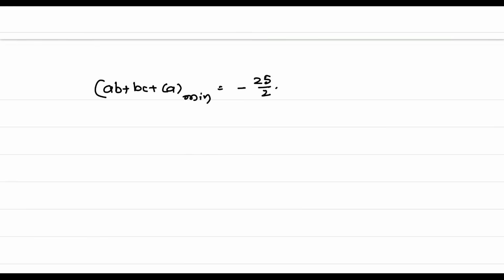And what can be the maximum value? From the Cauchy-Schwarz inequality, we have one inequality that is always correct: a square plus b square plus c square is always greater than or equal to ab plus bc plus ca. What is a square plus b square plus c square?